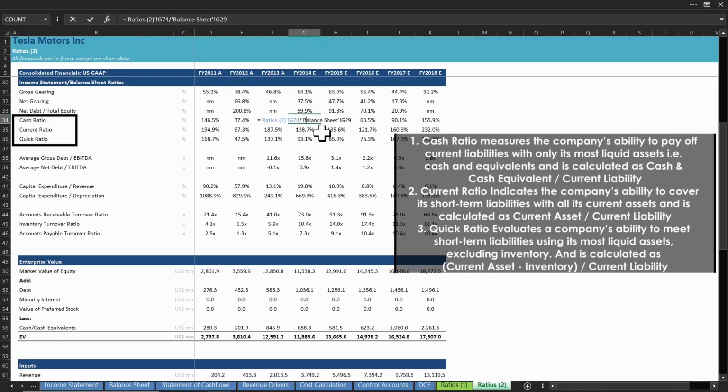1. Cash ratio measures the company's ability to pay off current liabilities with only its most liquid assets, that is, cash and equivalents, and is calculated as cash and cash equivalents by current liabilities. 2. Current ratio indicates the company's ability to cover its short-term liabilities with all its current assets and is calculated as current assets by current liabilities. 3. Quick ratio evaluates a company's ability to meet short-term liabilities using its most liquid assets, excluding inventory, and is calculated as current assets minus inventory by current liabilities.